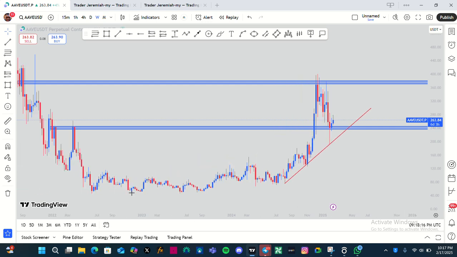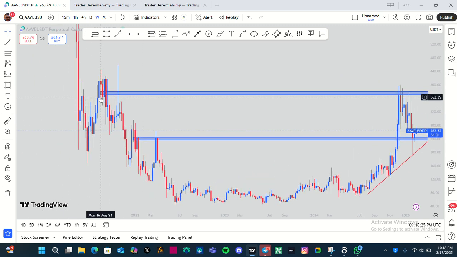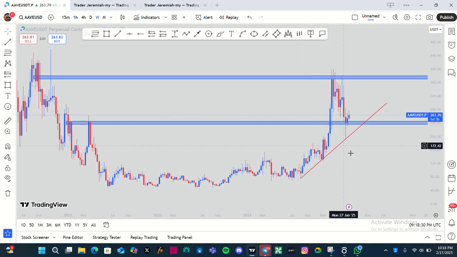And I draw my key levels based on this level right here, there was a touch here, there was another touch here, and also this area as well. There was a rejection here, and when price got here as well. So that's how I plotted my key levels.